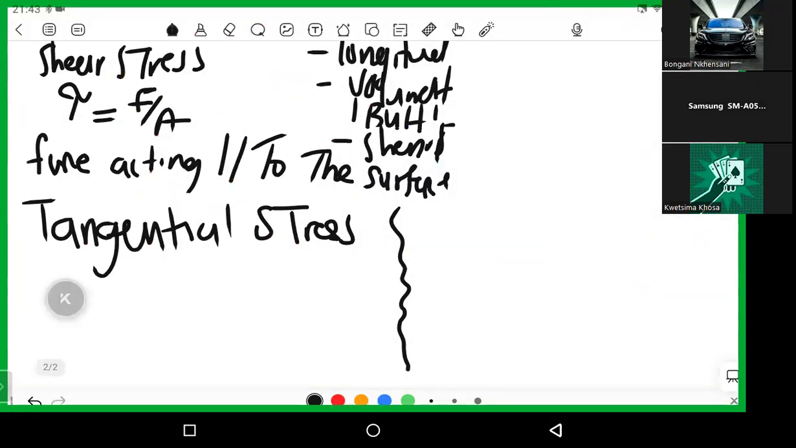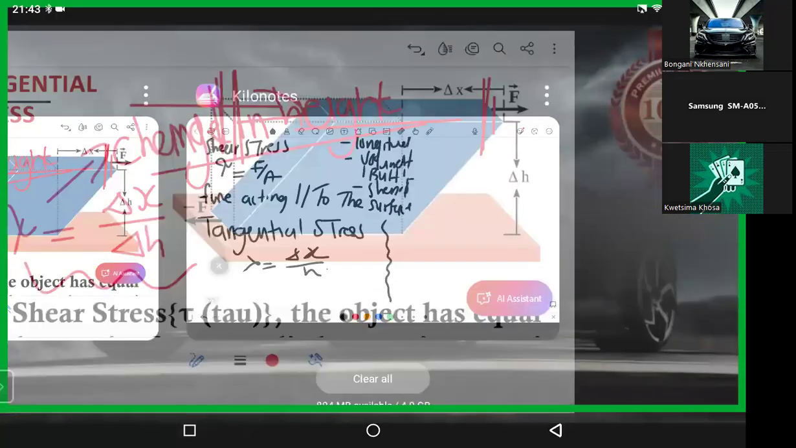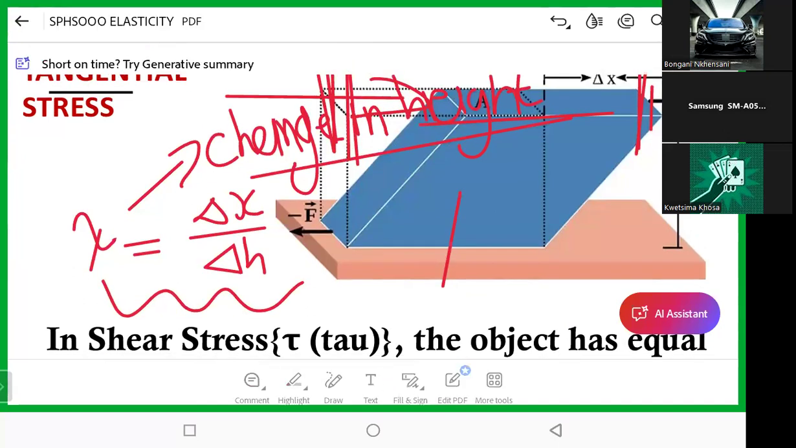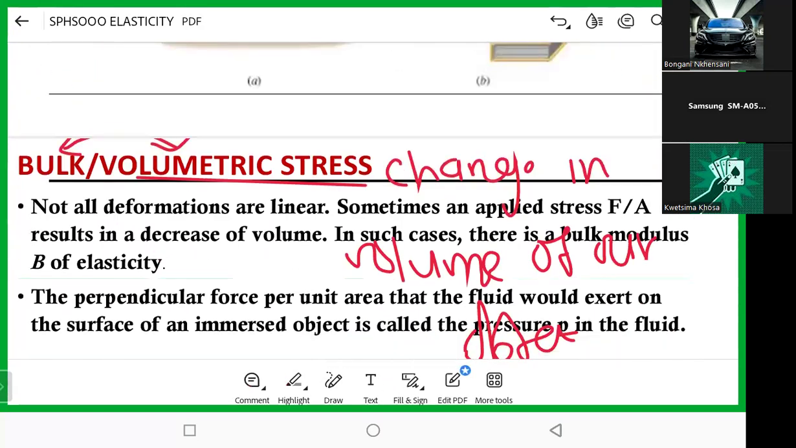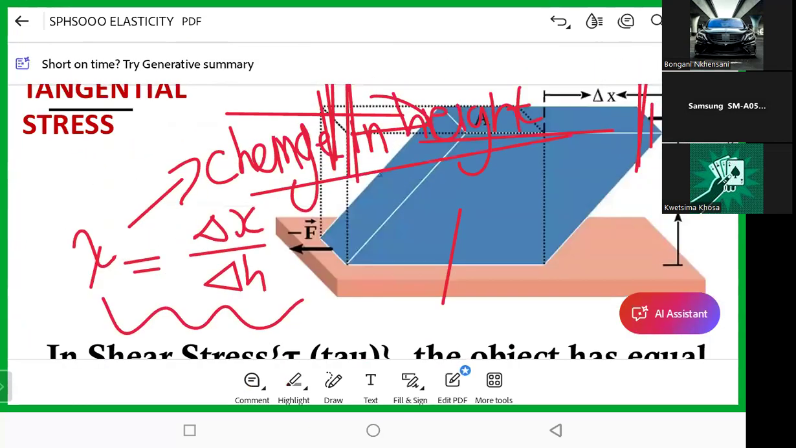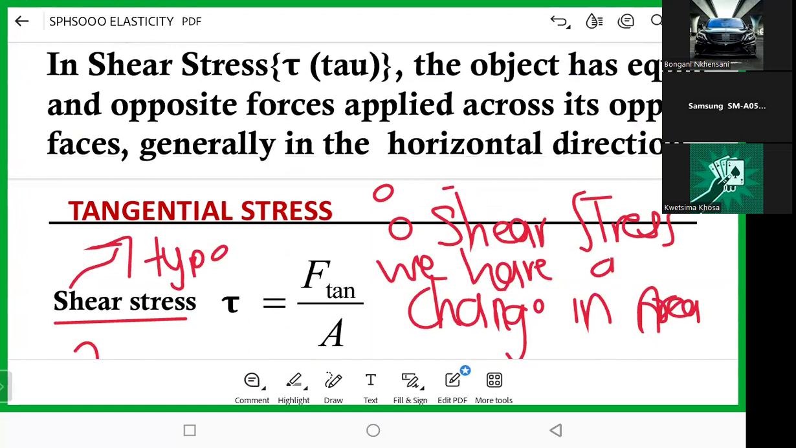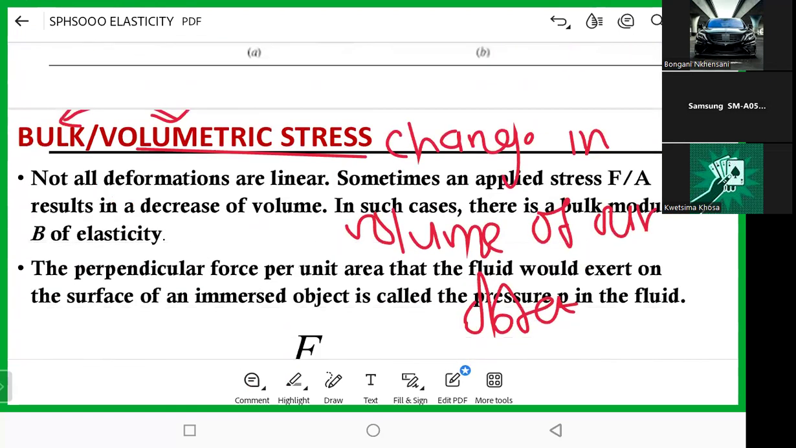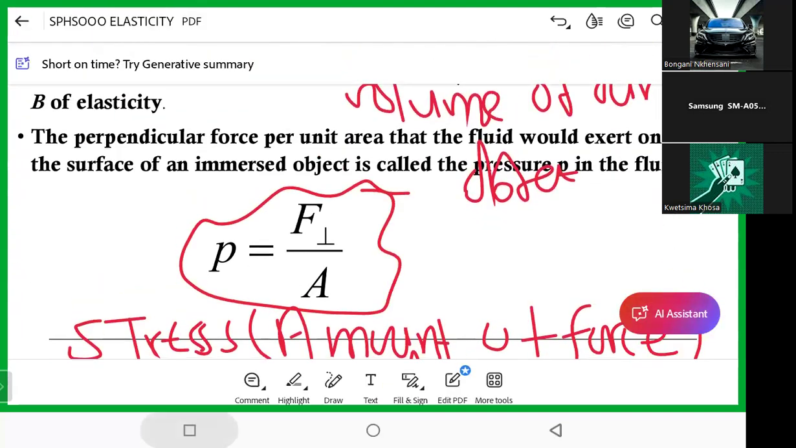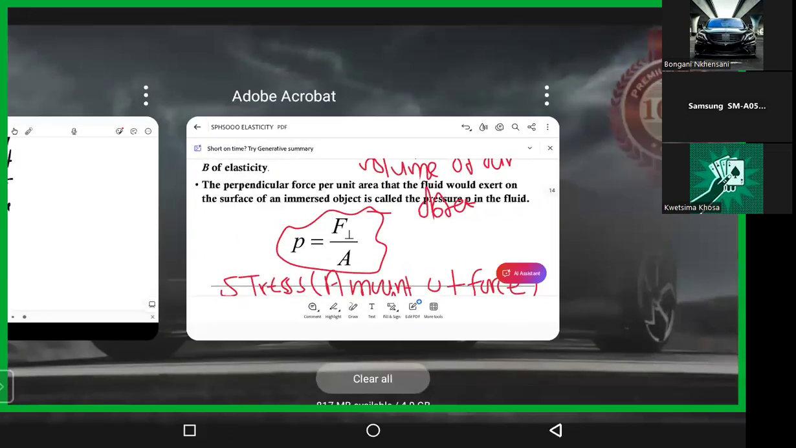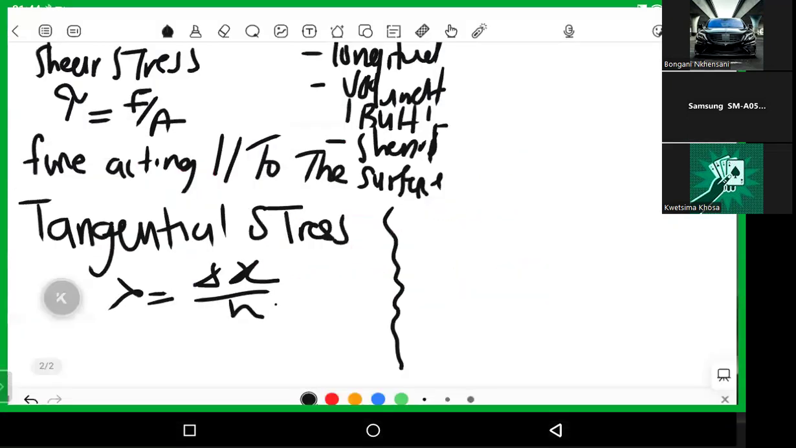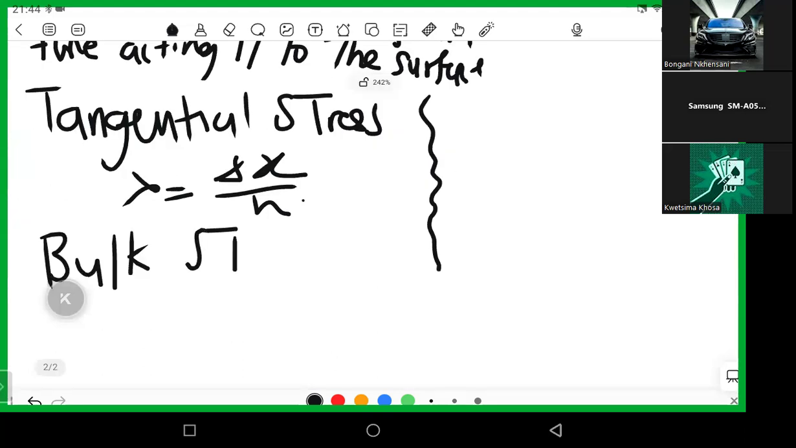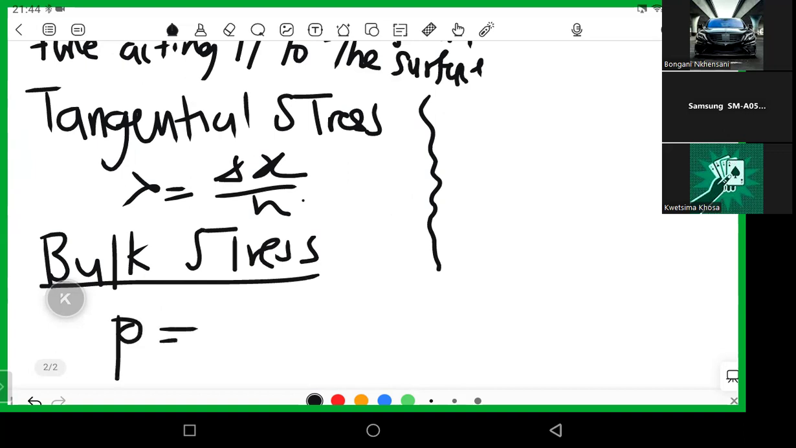Then we have the last one, which is bulk stress. So what is the formula for bulk stress? This one is responsible for the volume as well. Here we use P.